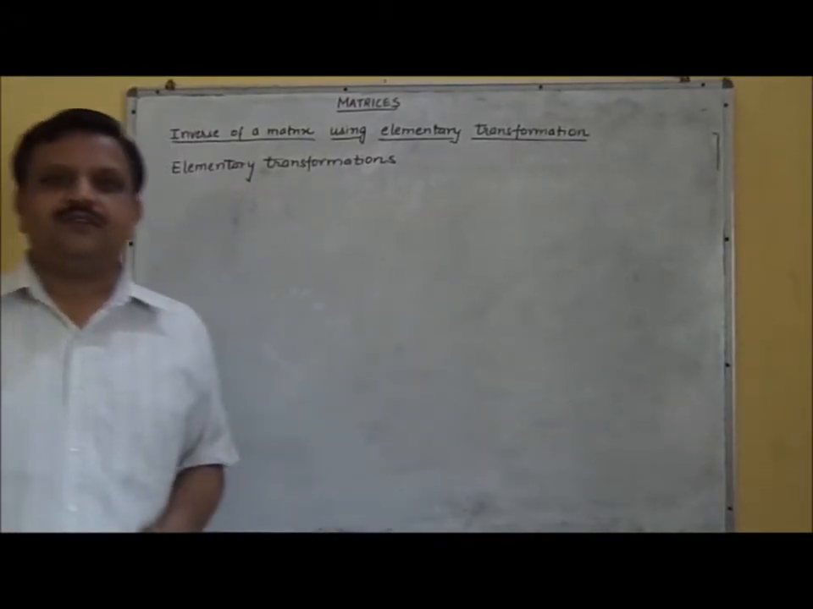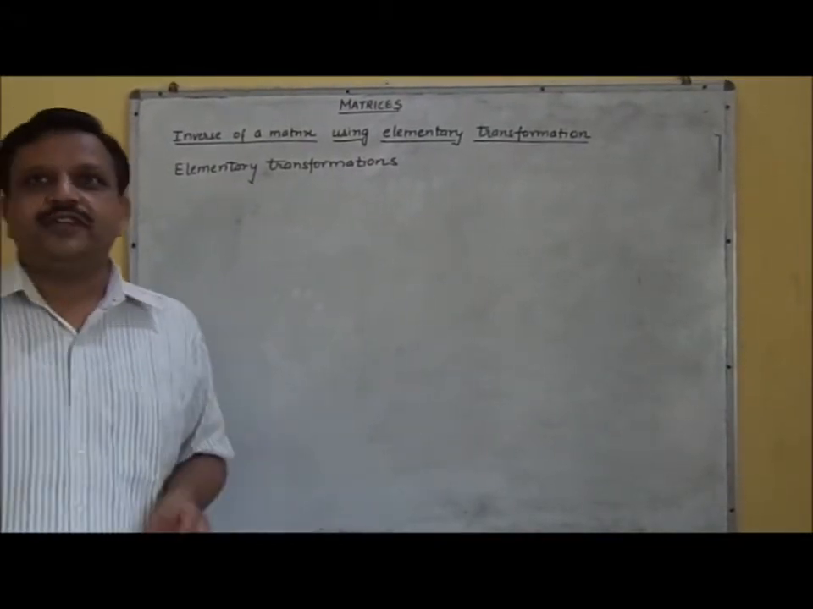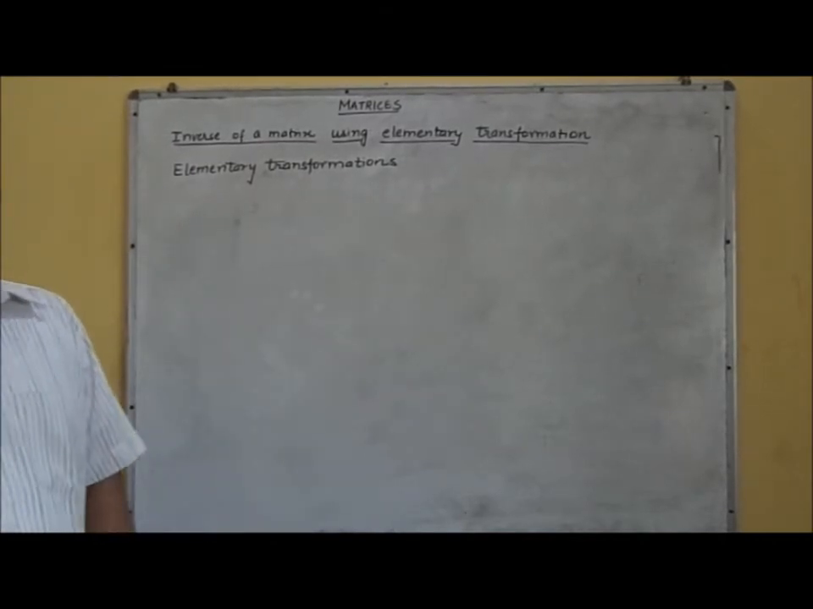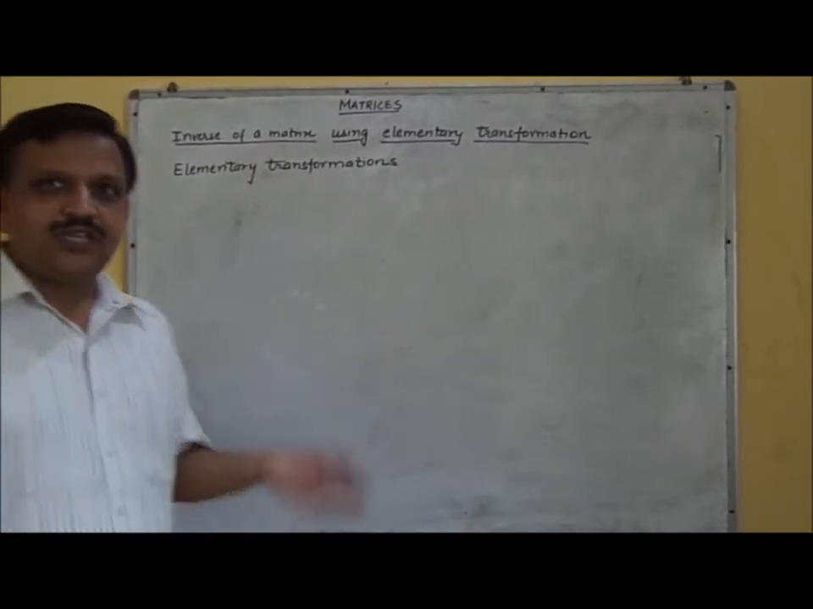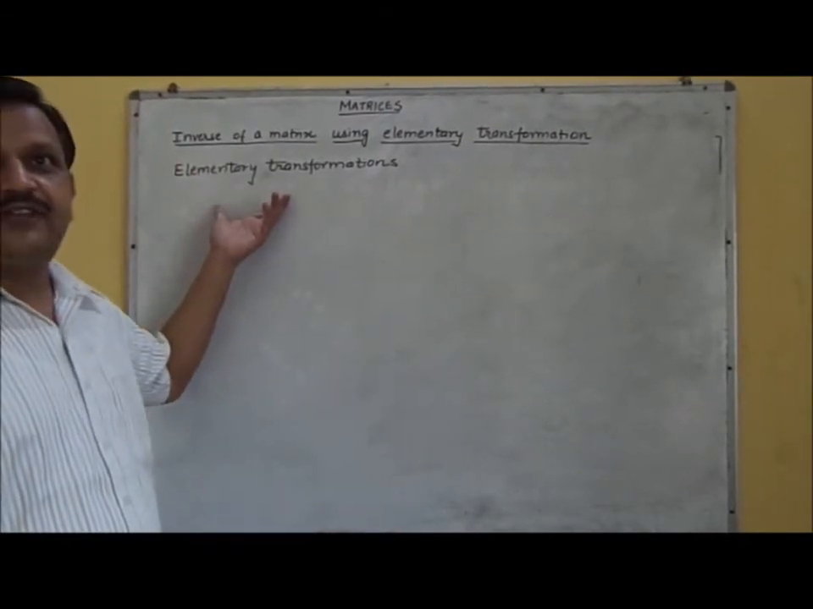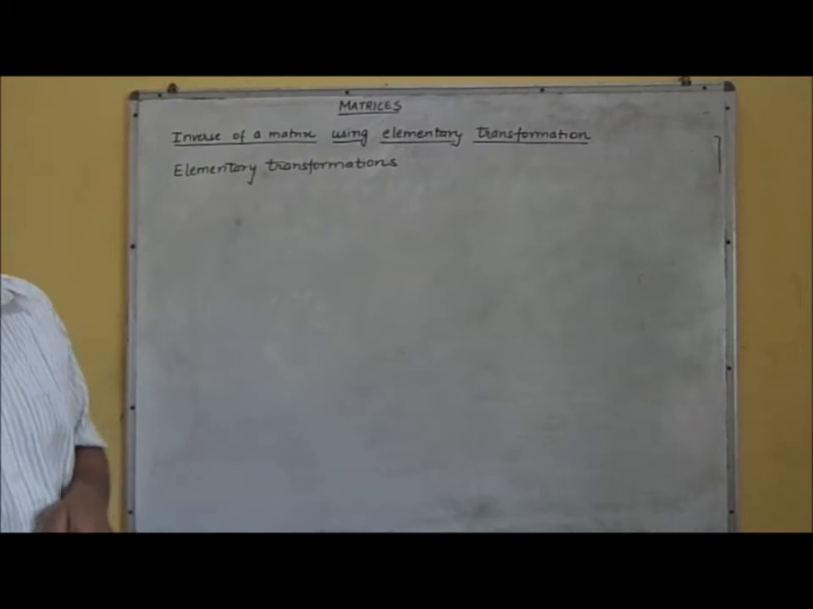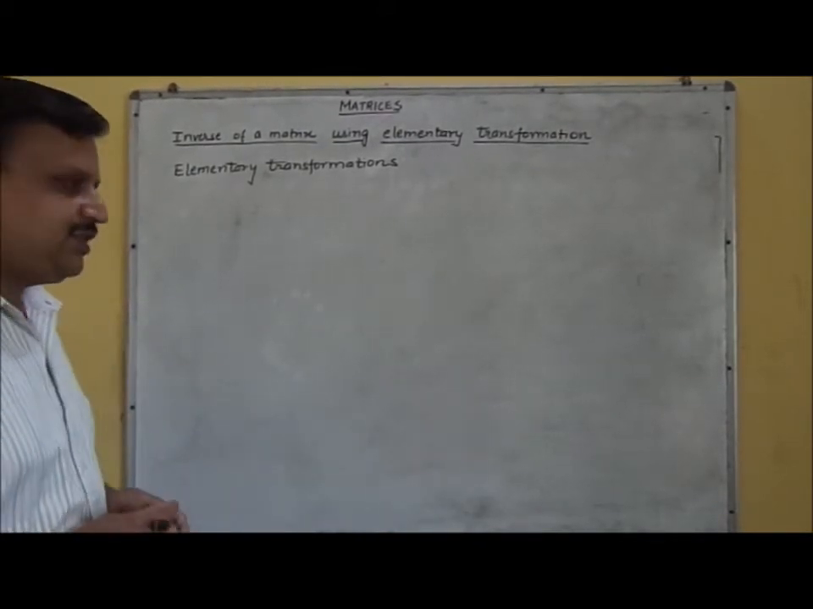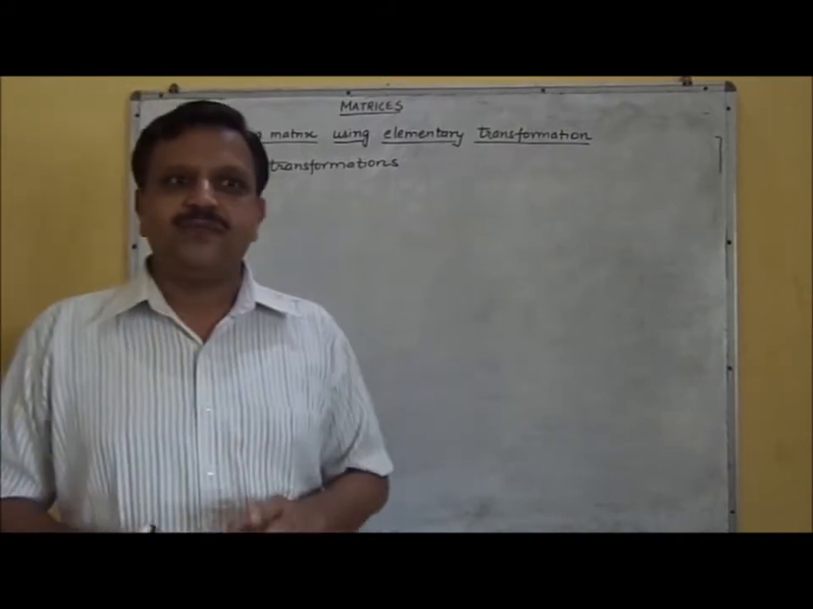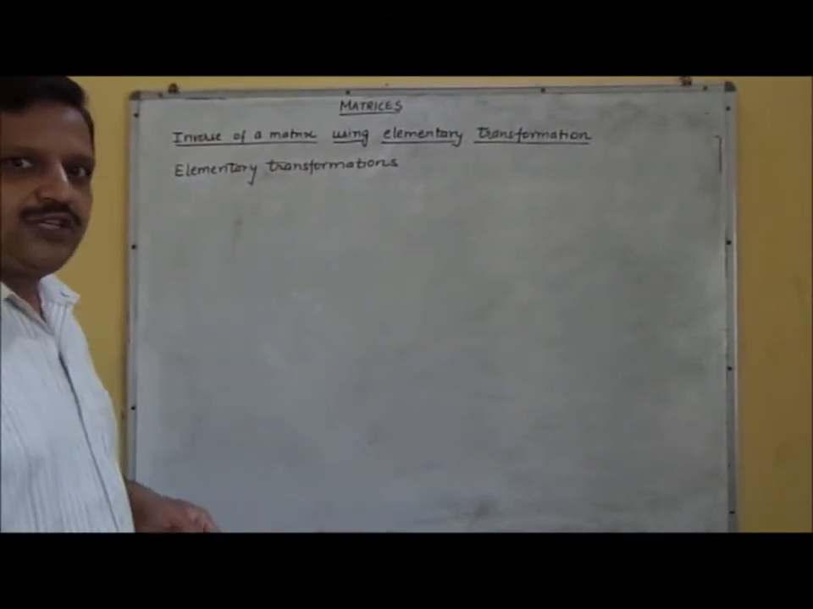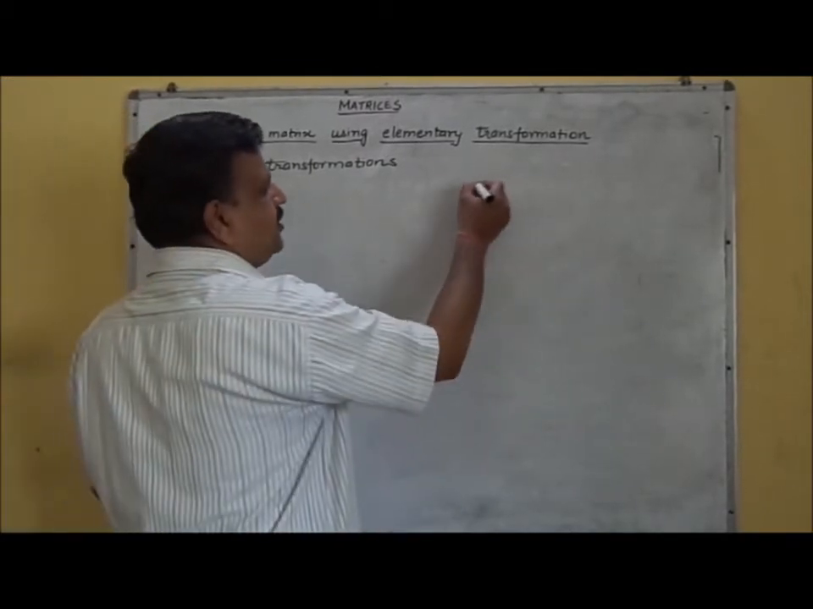Yes children, we will learn how to find the inverse of a matrix using elementary transformations. Before starting that, we will see what an elementary transformation is. There are two types of elementary transformation: one is row transformation, another is column transformation. Both are exactly the same. So let us see what row transformations and column transformations are.